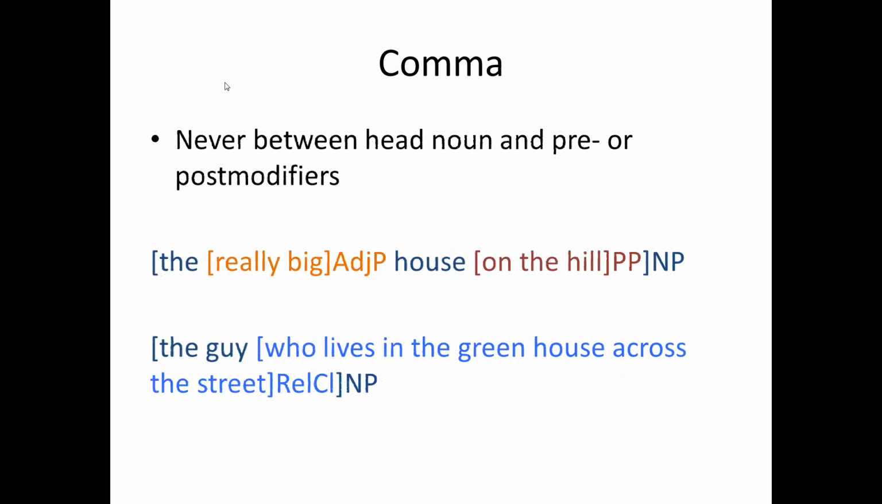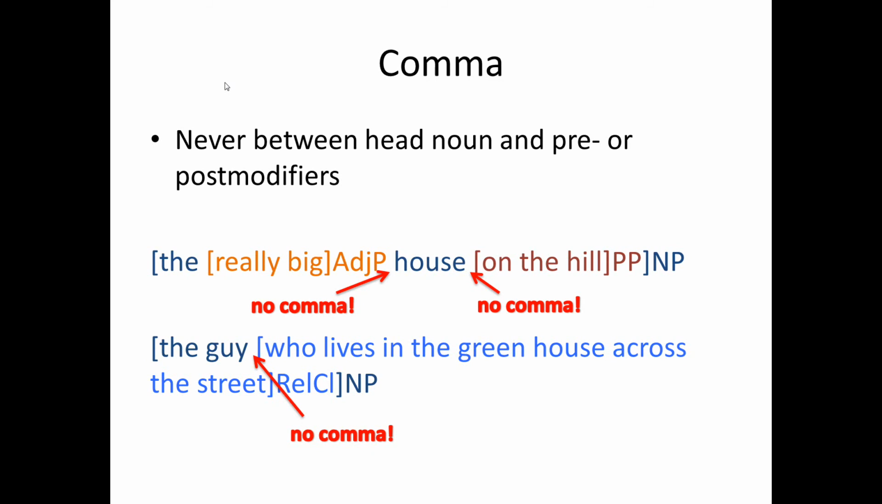The same thing goes for noun phrases. You can't put a comma between the head and the modifiers. So in the really big house on the hill, house is the head, and you can't have a comma between the head and either the pre-modifier or the post-modifier. The guy who lives in the greenhouse across the street, the head noun is guy. Who lives in the greenhouse across the street is a relative clause post-modifying that head noun, and we can't put a comma between the head and the post-modifier.